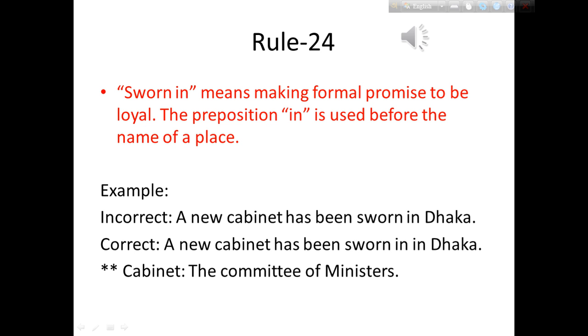So as I have mentioned, the very phrasal verb sworn in means making formal promise to be loyal, and the word cabinet is the committee of ministers. So the correct sentence will be a new cabinet has been sworn in Dhaka.